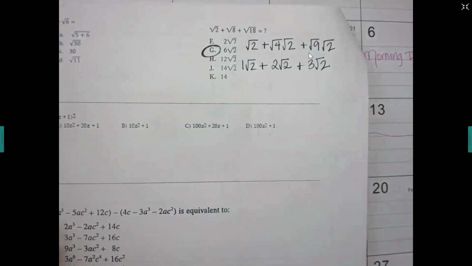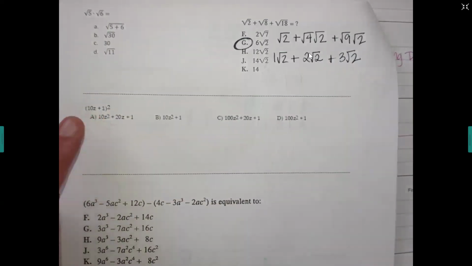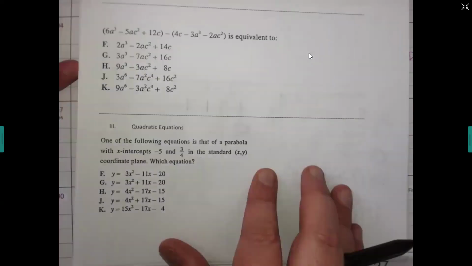Okay. Go down to quadratic equations. Those next ones you should be able to do. On this one, you see the squared, just stamp it twice and then times it out. But if you need help with that, raise your hand.